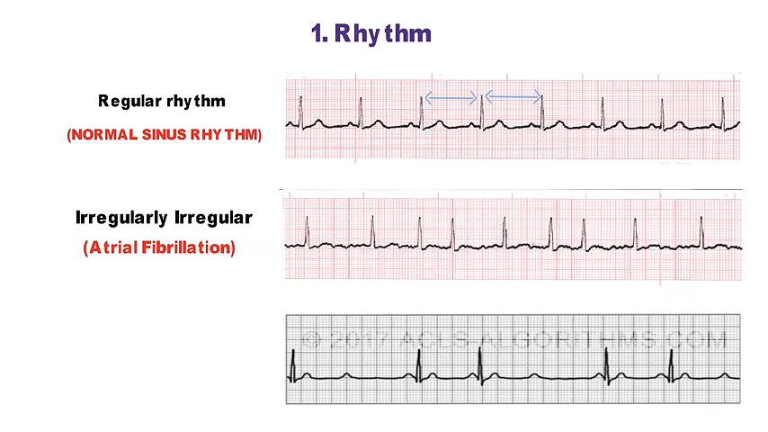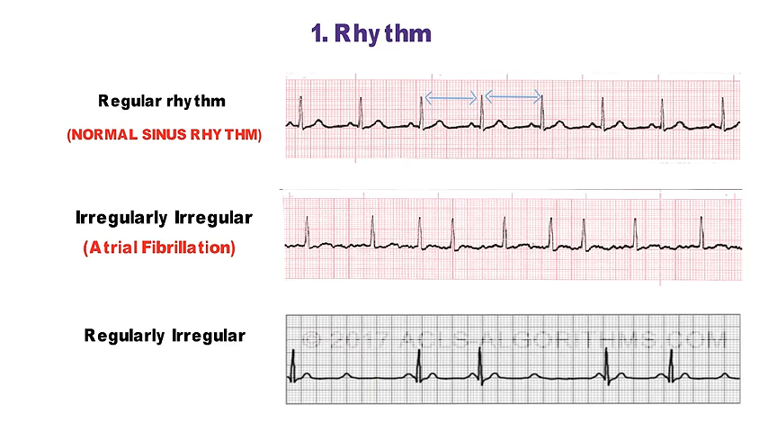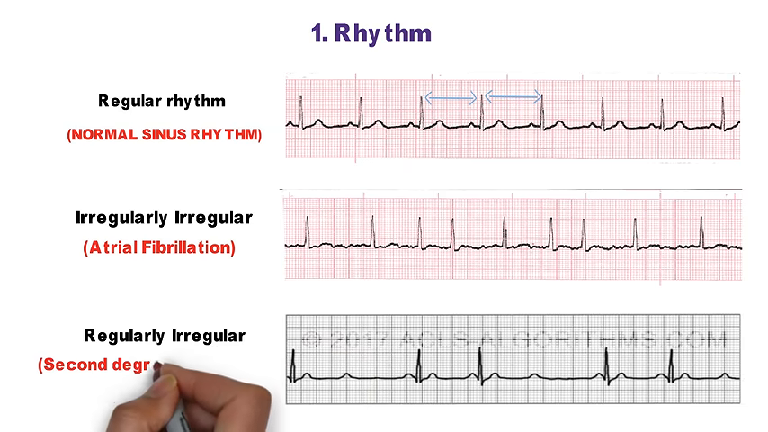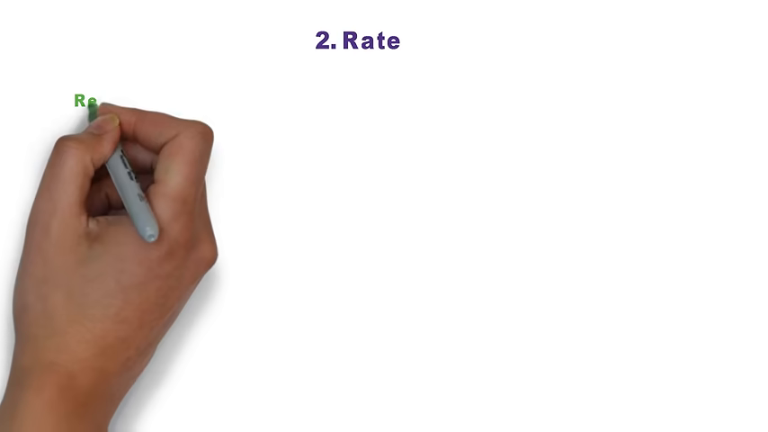Now look at this ECG. Normal regular rate with regular drop beat. So rhythm is regularly irregular, which is seen most commonly in second degree heart block type 2. Step 2. It is to calculate heart rate from an ECG.